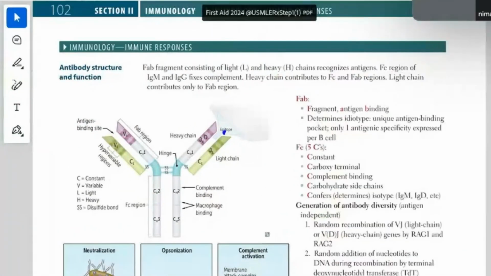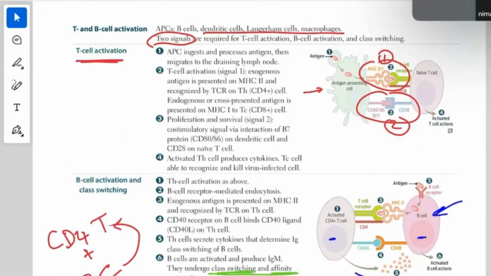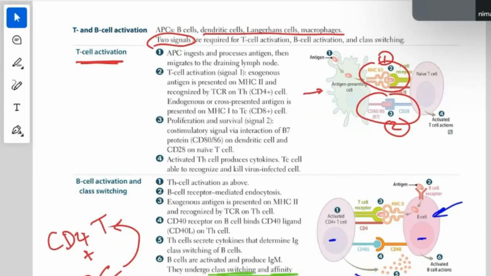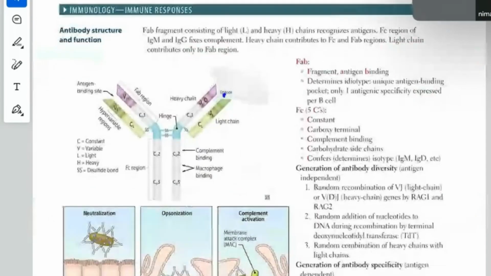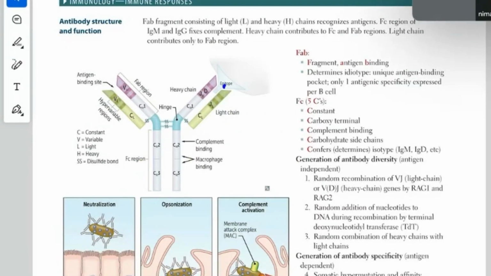All right, so welcome once again. Yesterday we stopped at B and T cell activation. So today we'll be looking at immune responses, moving on to immune responses.